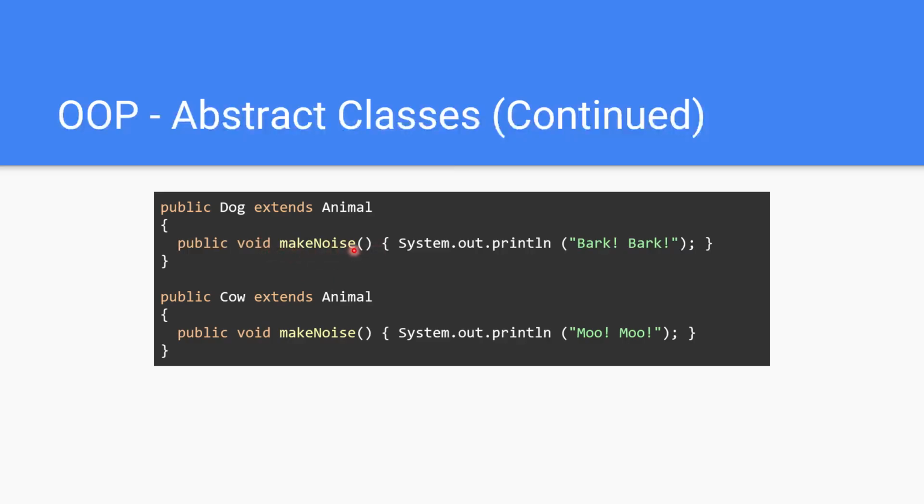So we have a makeNoise method. Same thing here with the cow class. It extends animal. And we see here it has the makeNoise method. Both of the code blocks in these implementations are different. If you look closely, they're different. So let's take a look at an example.